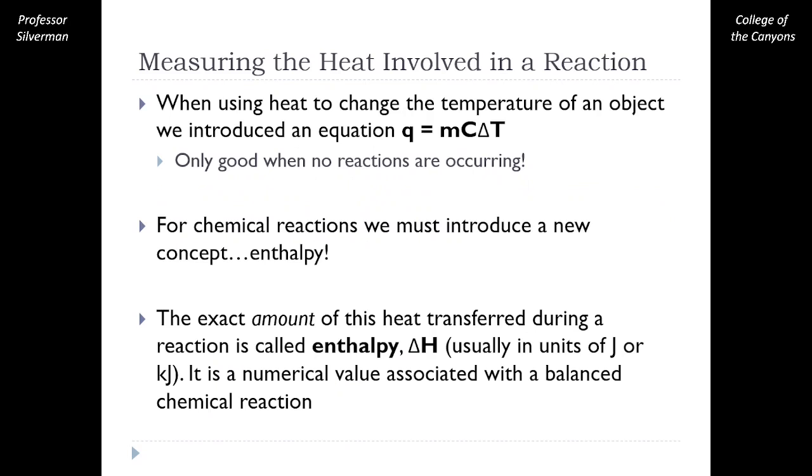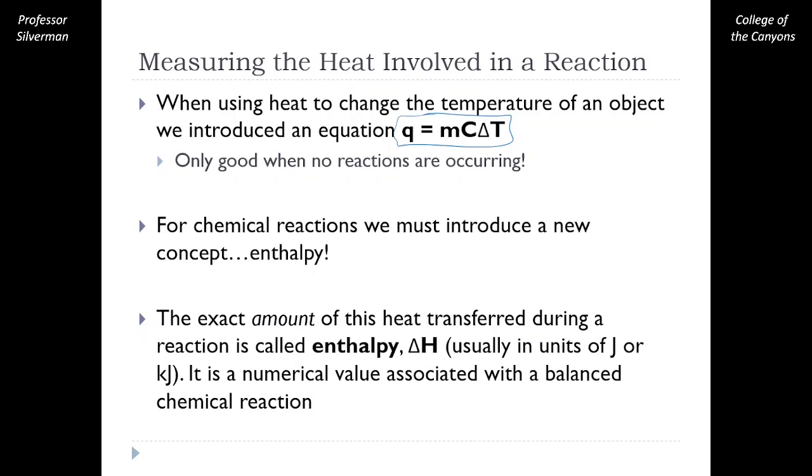We want to introduce one more way to do our stoichiometry calculations, and that is by measuring the heat involved in our reactions. Previously, we talked about heat as energy exchanged when changing the temperature of an object, and we used our favorite heat equation, Q equals mc delta T. This is great if there are no chemical reactions occurring. This is using heat to change the temperature of an object, but it does not account for heat exchanged during our chemical reactions.